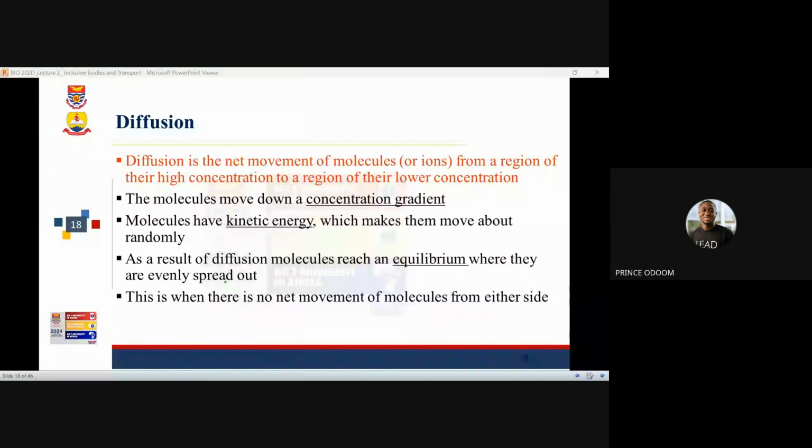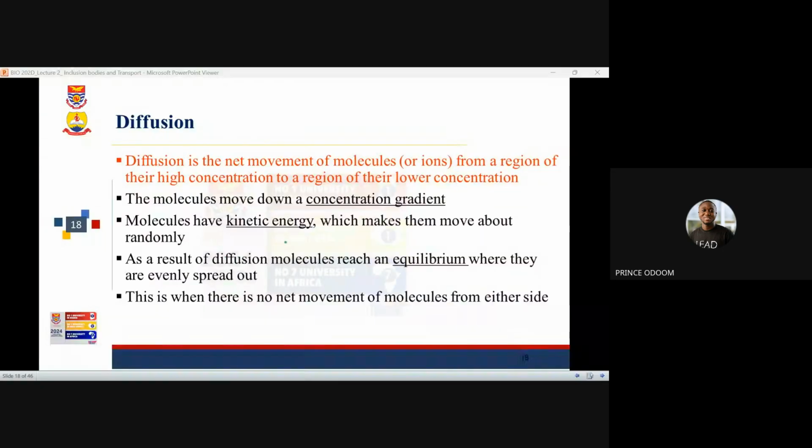So the movement will be taking place. For instance, if you stand at one end of your room and apply a perfume, at that particular point where you apply the perfume, the concentration is very strong, very high. But with time, the perfume will continue to spread across the whole room, and eventually the whole room will have the same level of fragrance, and that is the movement.